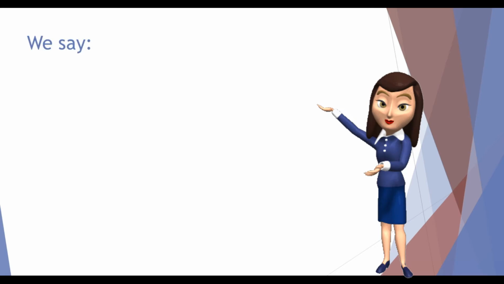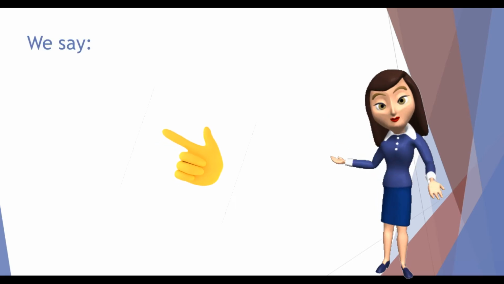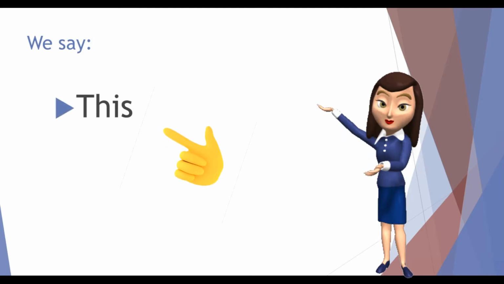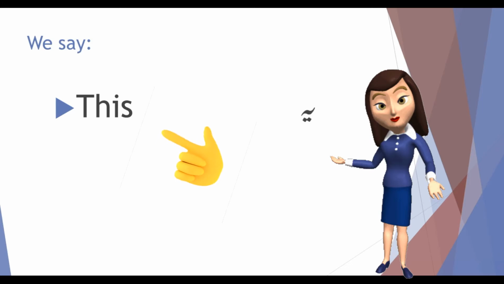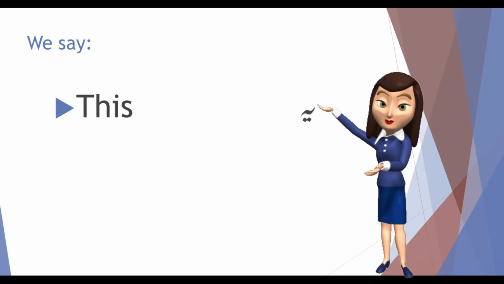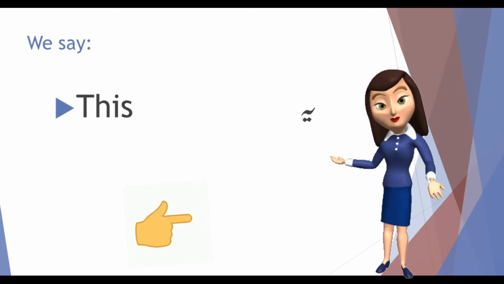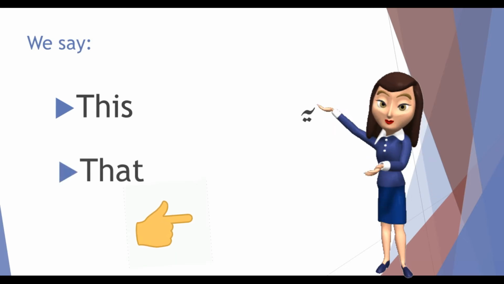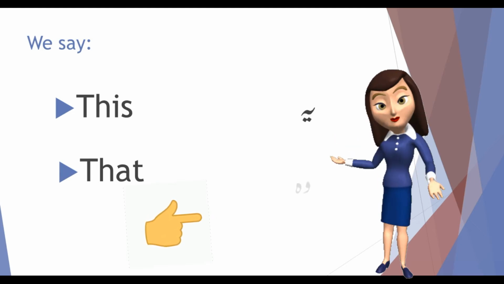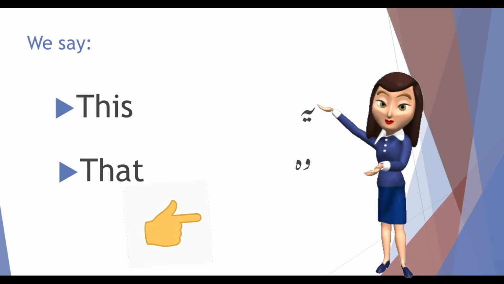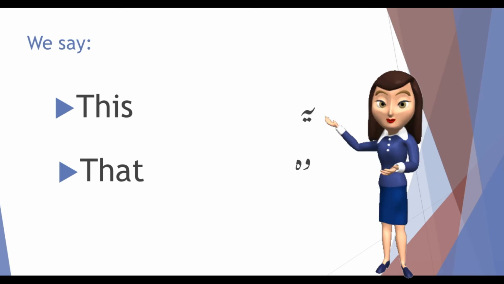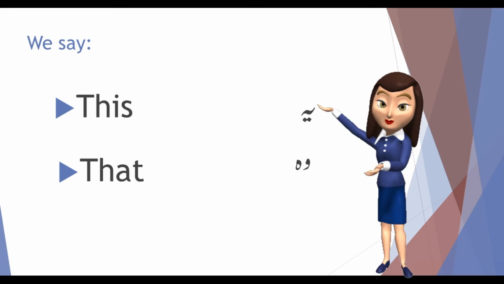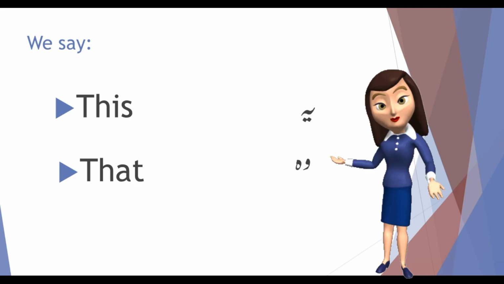Alright, so when we are pointing at something, in English we say this. In Urdu we say ye. Then we point at something and say that. And in Urdu we say wo. This, ye. That, wo. Repeat many times for practice.